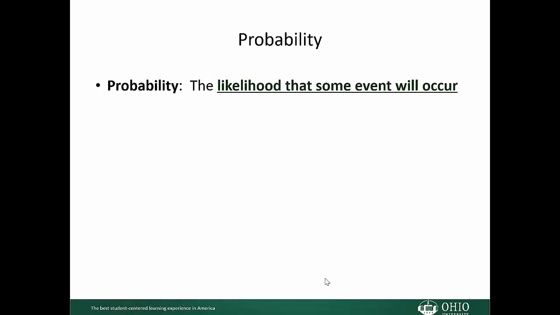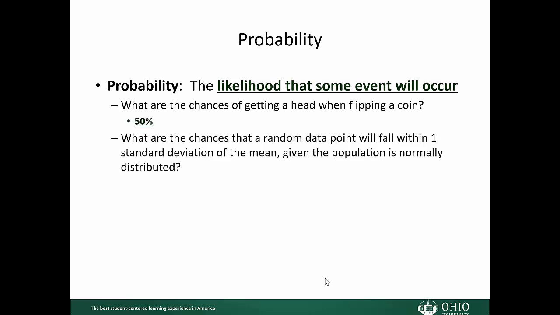You probably know that a probability is the likelihood that some event will occur. For example, we know that the probability of getting heads in a coin toss is 50%.